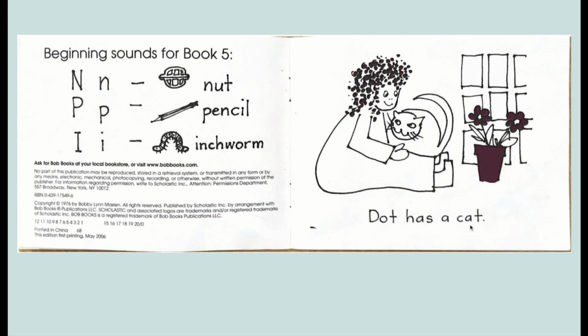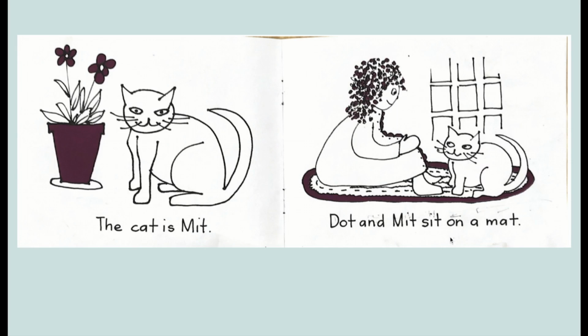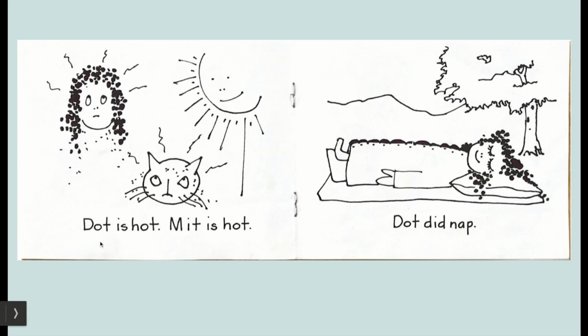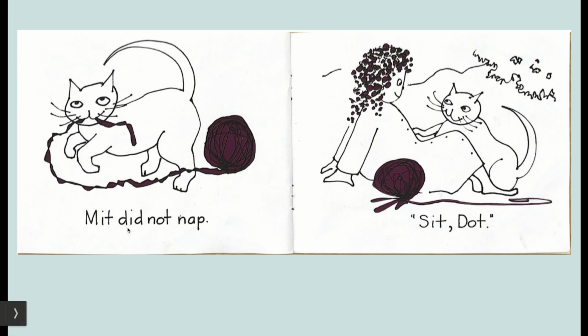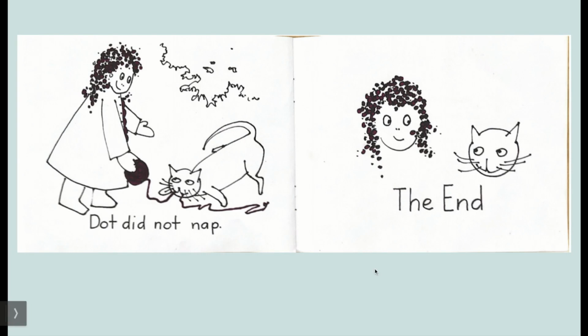Dot has a cat. The cat is Mitt. Dot and Mitt sit on a mat. Dot is hot. Mitt is hot. Dot did nap. Mitt did not nap. Sit, Dot. Dot did not nap. The end.